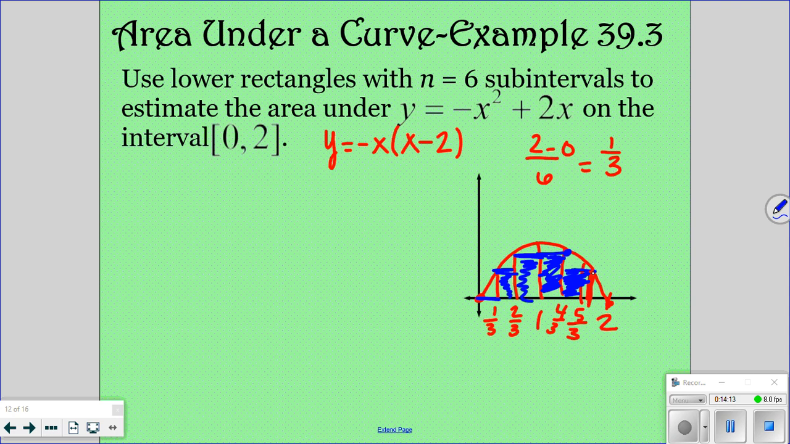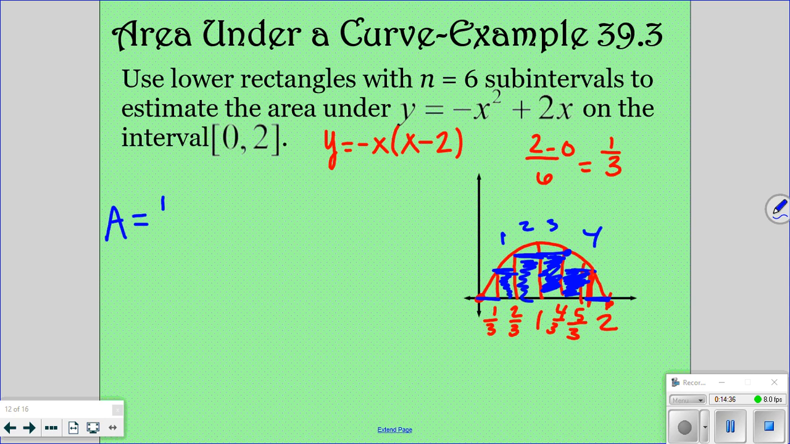And then for this one, if I started here and I drew it, that would be above the curve, which is not what I want. So I have to come this way, so the height is 0. So again, I only have 1, 2, 3, 4 rectangles, even though it said n equals 6. And that is possible sometimes. You just have to be really careful how you draw it. Okay, so we're going to find our area.